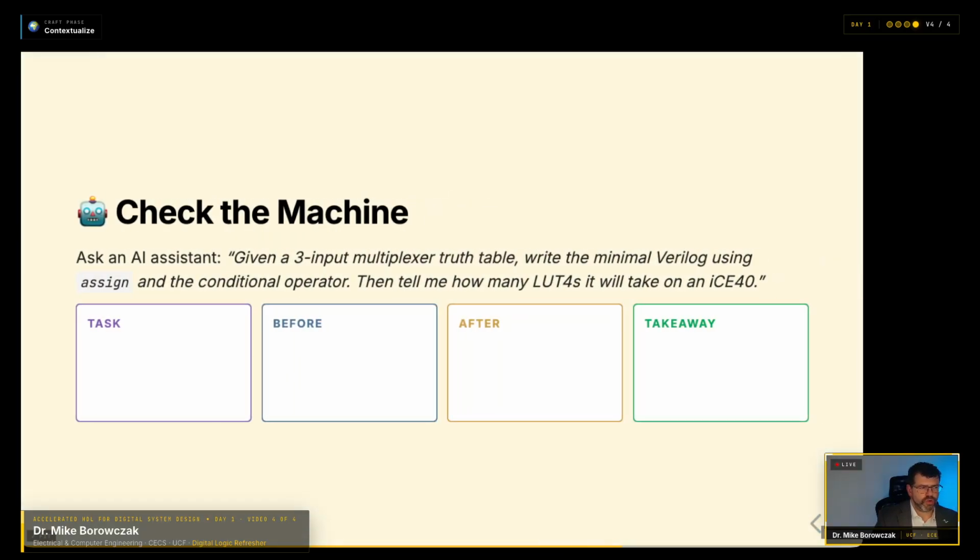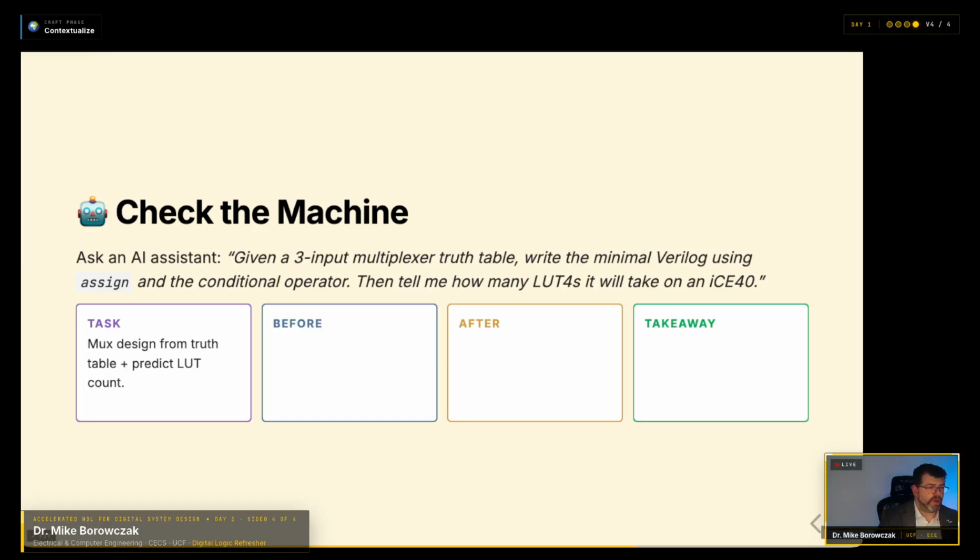So you could ask your favorite AI agent, given a 3-input multiplexer truth table, write the minimum Verilog using assign and the conditional operator, then tell me how many LUTs it will take on an iCE40. Mux design, you basically could give it exactly what I just said. You could try to predict: a 3-input mux has 3 data plus 2 select equals 5 inputs, doesn't fit on a LUT, so 2 or more LUTs is what it claims. You could verify how many. And I will tell you that AI can write correct Verilog, but it can't always predict how many LUTs. So the tool is ultimately going to win.